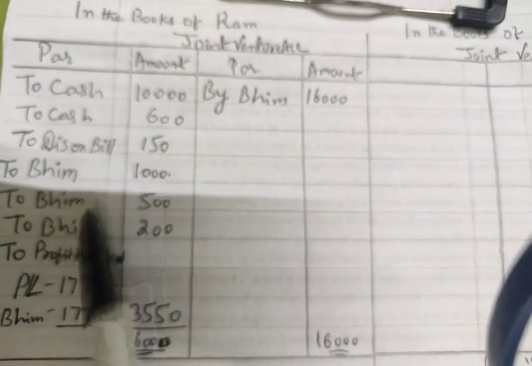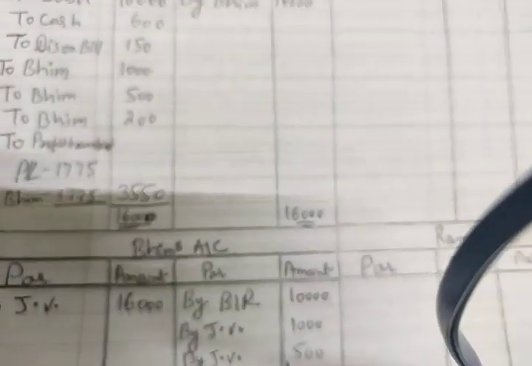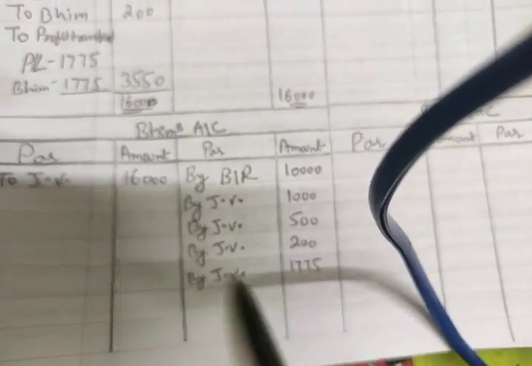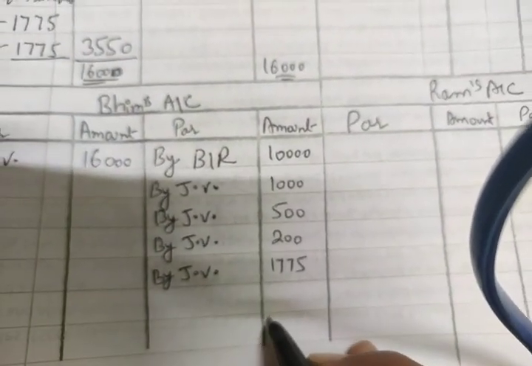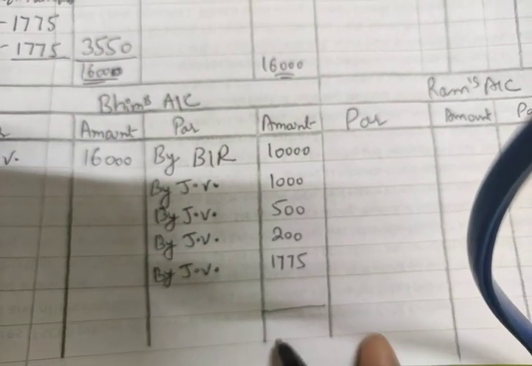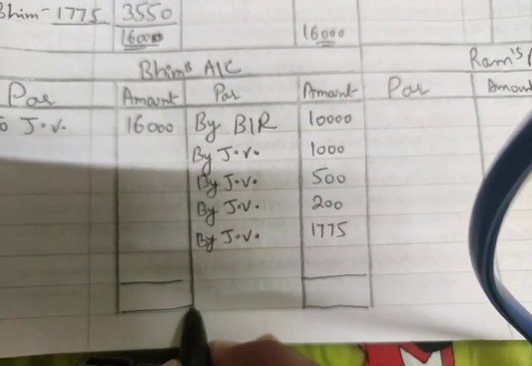Just check your joint venture account. 1, 2, 3, 4, 5. 1, 2, 3, 4, 5. Okay. So when we have all the entries, now again make the total to calculate the balancing figure.